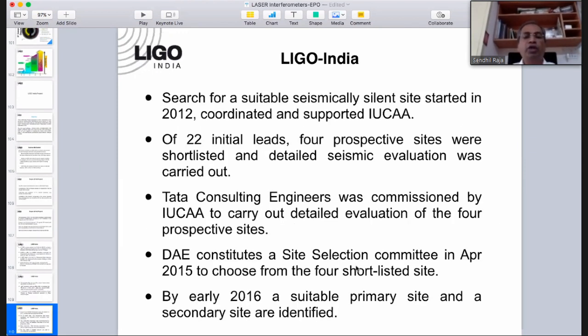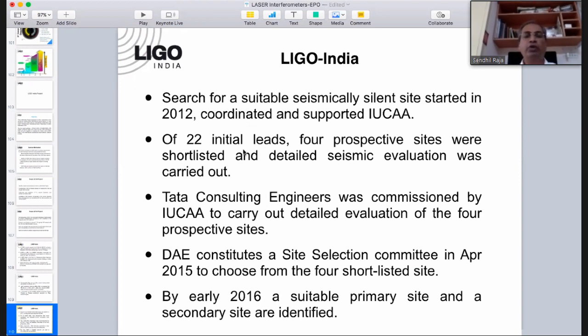So unlike other projects which are limited in terms of size, the LIGO project requires a pretty large site, and a unique site in terms of the orientation of the arms and also the seismic silence. So it was felt that identifying a site was the most important step, even before the project sanction. This was an activity that was started as early as 2012 and spearheaded and coordinated by IUCAA.